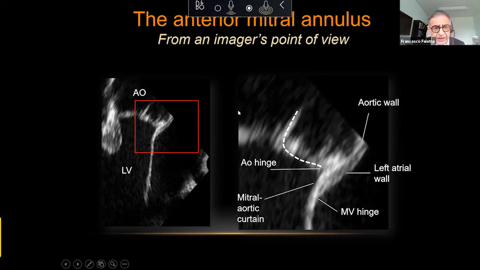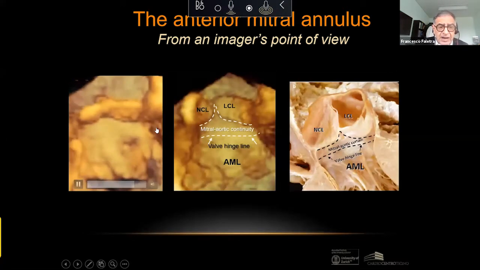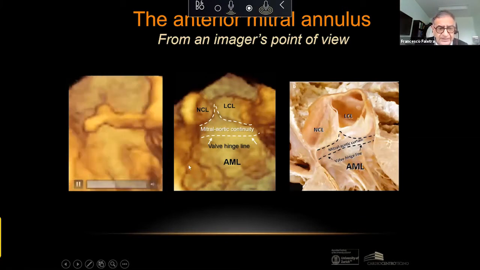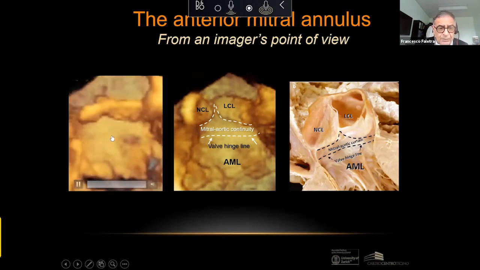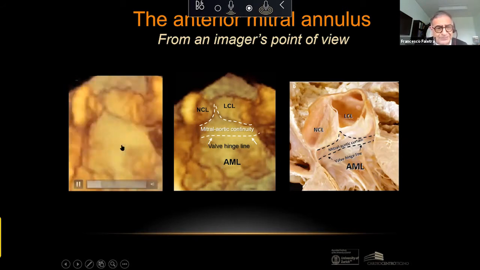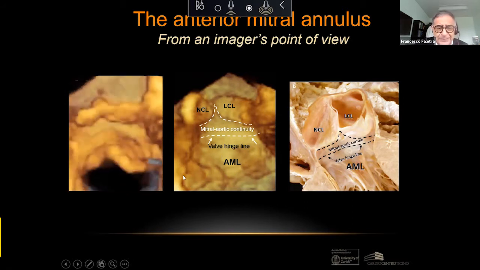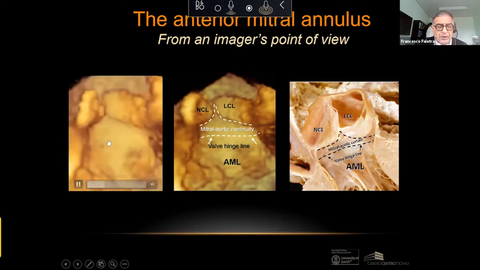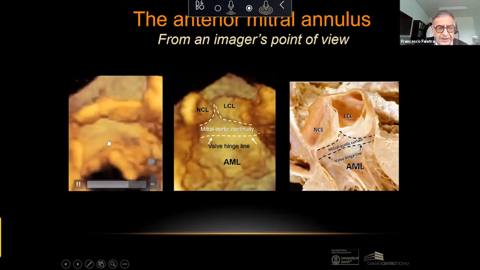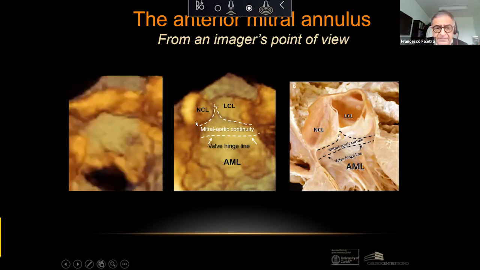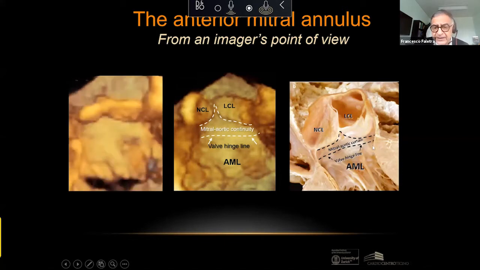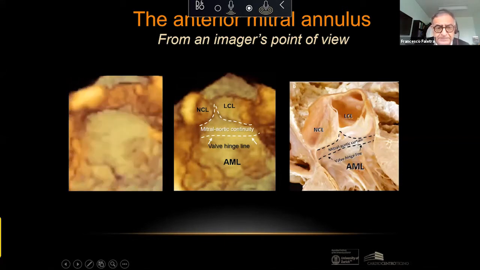But probably the best way of looking at this mitral aortic curtain is 3D echo. Indeed, with 3D echo, this is an image taken from the ventricular perspective. You can see the anterior mitral leaflet here, which opens and closes. You need to differentiate between dynamic and static anatomy. The hinge line is the fulcrum where the anterior leaflet opens and closes. And then here, there is the mitral aortic curtain. It's exactly here. And this is the anatomical specimen which shows the same thing.